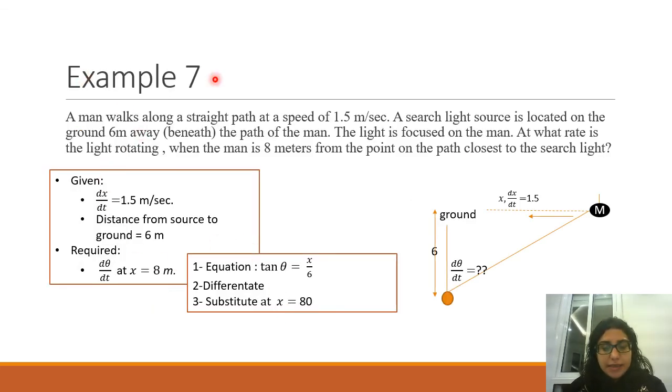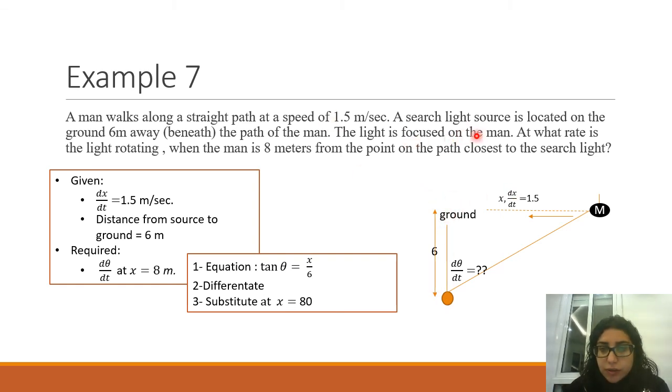Here is our last example, example 7. We have a man walking along a straight path at a speed of 1.5 meters per second. So this man is walking in this direction. I will call this x, and dx by dt is 1.5. A searchlight source is located on the ground 6 meters beneath the path of the man. So I have here a source 6 meters below the path of the man.